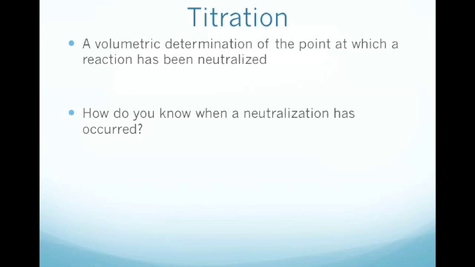So a titration is the way that we look at our reaction in a quantitative way, not just qualitative, but quantitative. So we're measuring numbers. It's going to be that volumetric determination of the point at which a reaction has been neutralized. That sounds really crazy, but basically what we do is measure the concentration and the volume of the acid, and the concentration and the volume of the base. Let's compare them. When we compare them, we're going to look at the moles of each, because the moles are important, not necessarily the concentration by itself, but your moles.